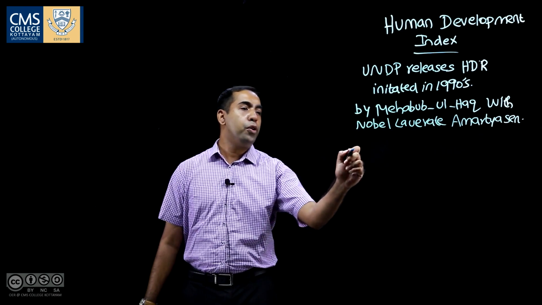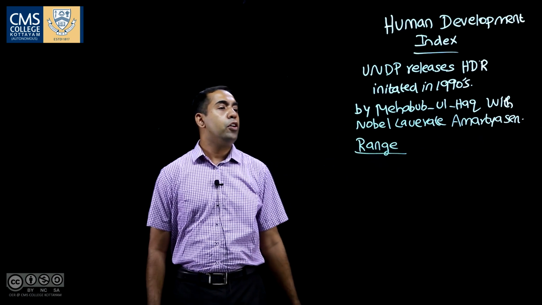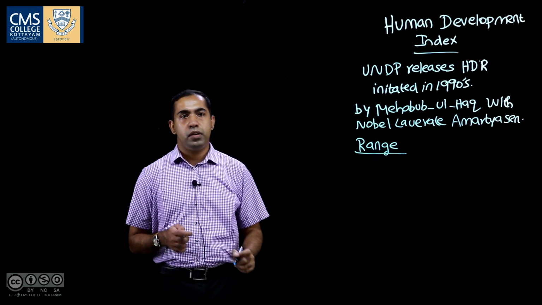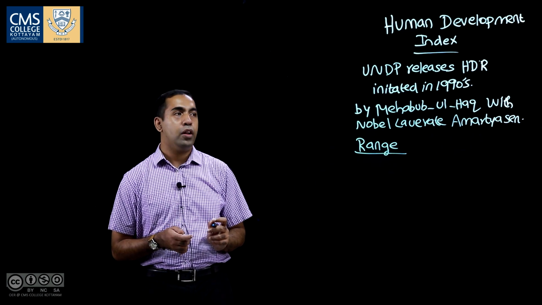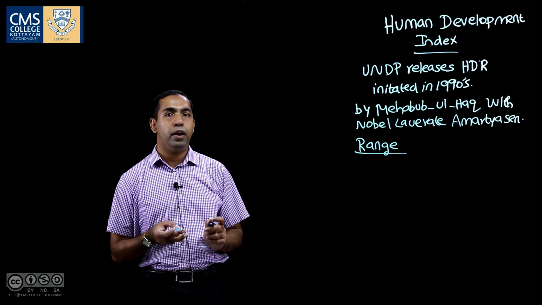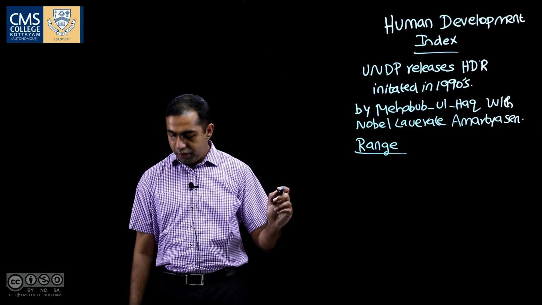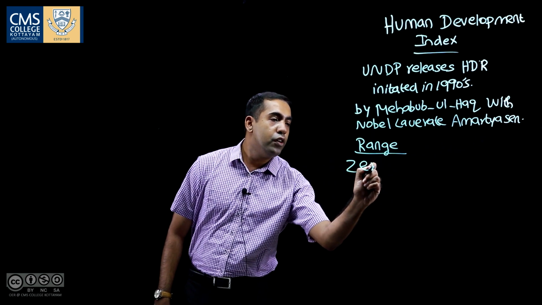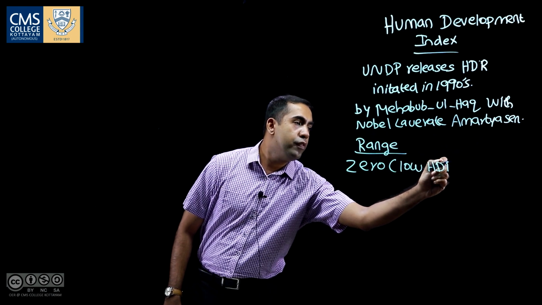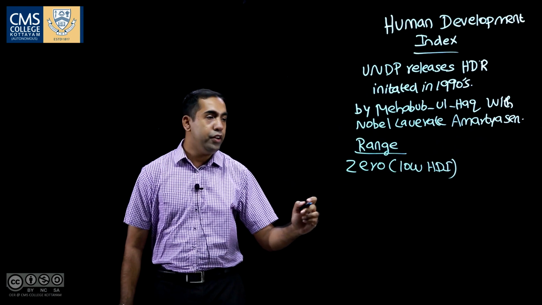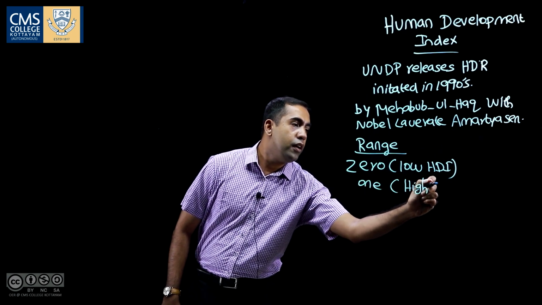So, next we are going to identify the range of a Human Development Index. In this section we are going to analyze the calculation of a Human Development Index of a specific country. So, the range is 0, which indicates low HDI for a country, and 1 indicates high HDI.